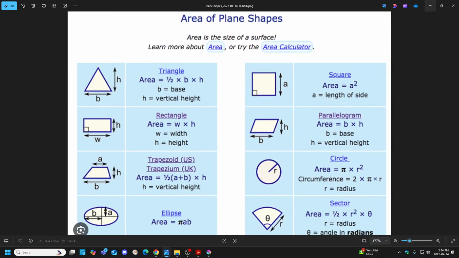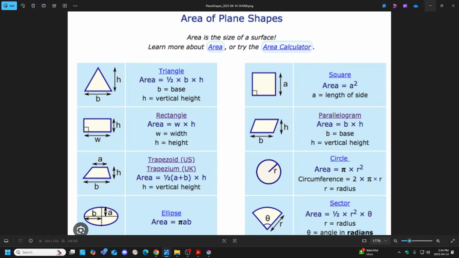So let's continue. Opposite sides are equal in length and parallel to each other. A square is a special type of rectangle where all four sides are equal in length. So apparently a square is a rectangle as well. Who would have thunk it? I know it's kind of funny to say.